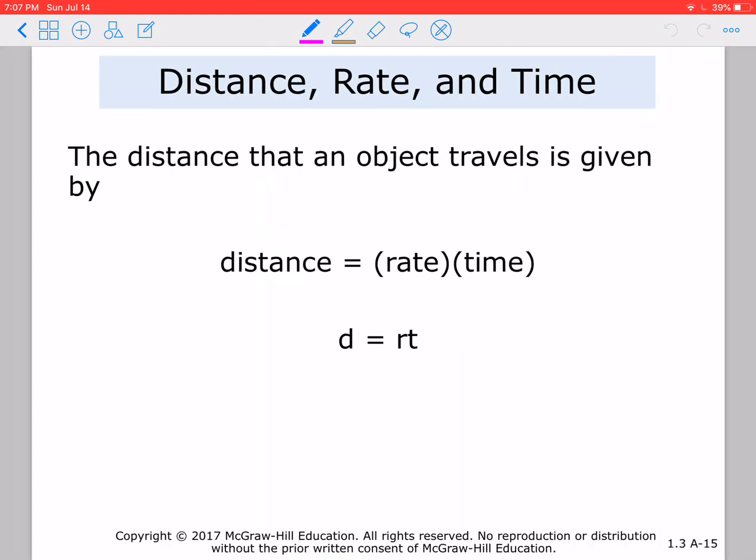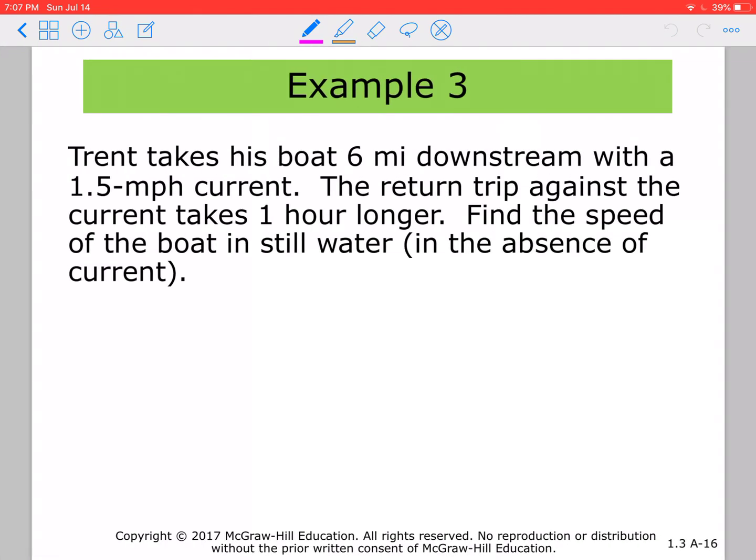Next, we're going to look at motion. So we need to remember the equation distance equals rate times time. Trent takes his boat 6 miles downstream with a 1.5 mile per hour current. The return trip against the current takes 1 hour longer. Find the speed of the boat in still water, in absence of the current.